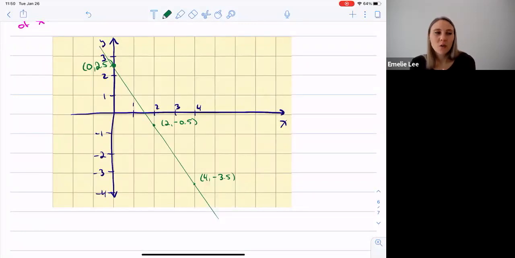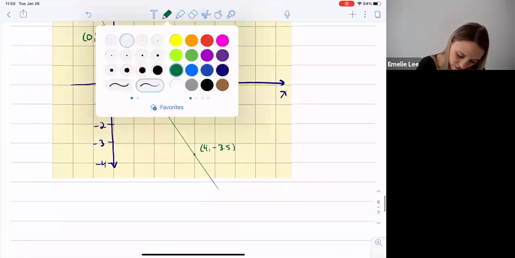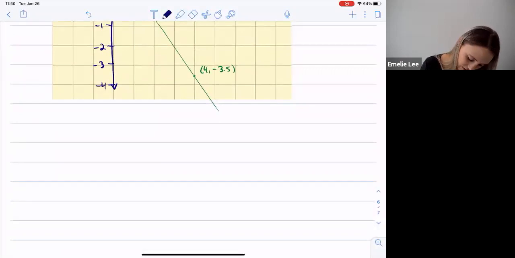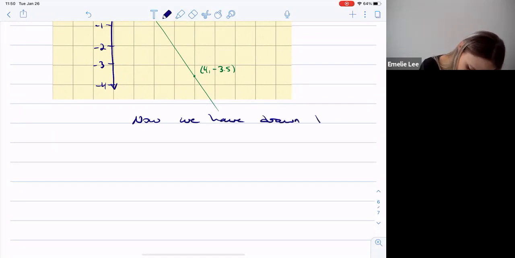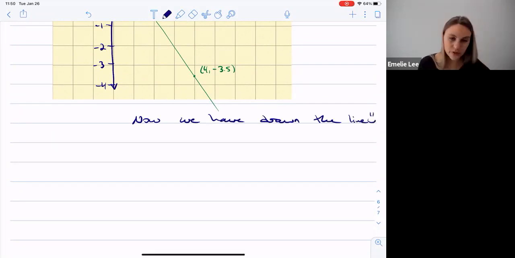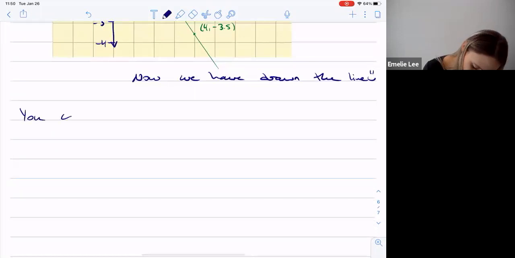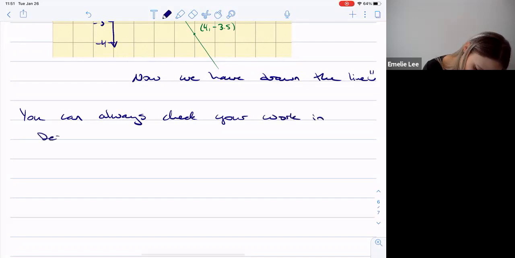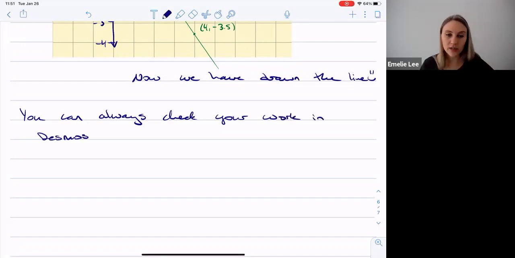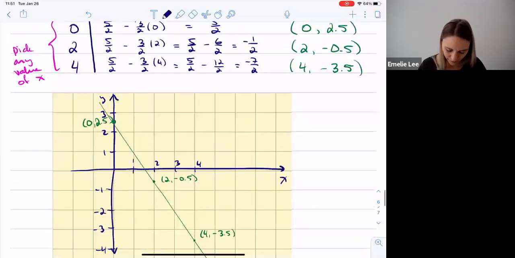So now what you can do is you can always check your work in Desmos. Now we have drawn the line, which was our whole goal here. You can always check your work in Desmos, right? And what I would suggest you do is put in the original equation, right?